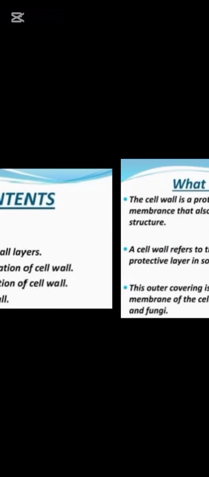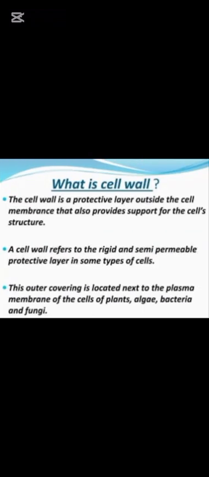So first of all, we have to move towards the discovery. The cell wall was first discovered by Robert Hooke in 1665. He took the plant cell and observed it, and for the first time he discovered the plant cell wall. Basically, he gave the description of the plant cell wall, that plant cell wall is made up of cellulose.